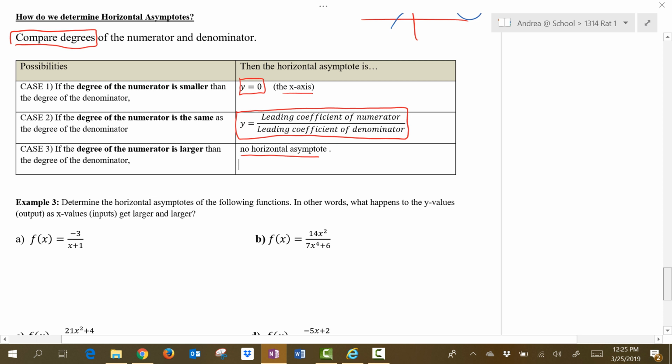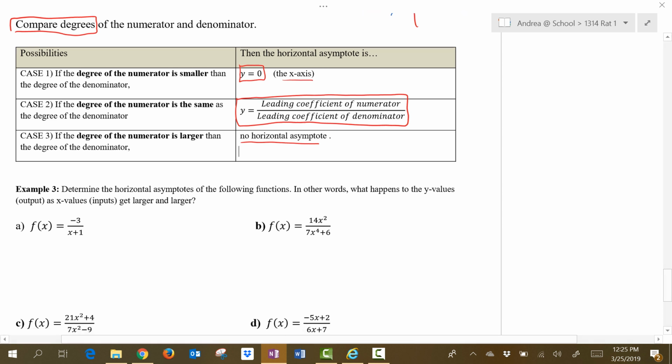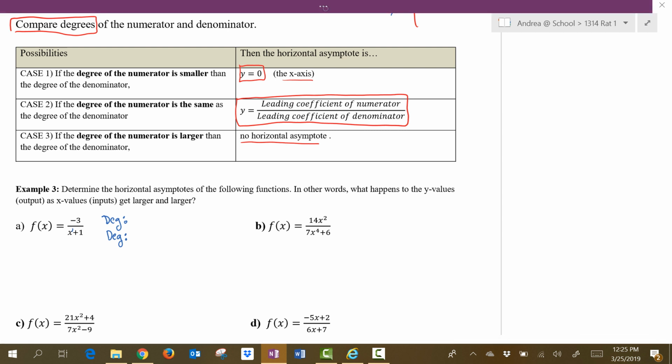So we will use this chart to determine the horizontal asymptotes of the following examples. For part A, we have f of x equals -3 divided by x plus 1. We want to find the degree of the numerator, and we want to find the degree of the denominator. We want to remember that degree is determined by, if we have terms, the highest exponent that we see on that term.